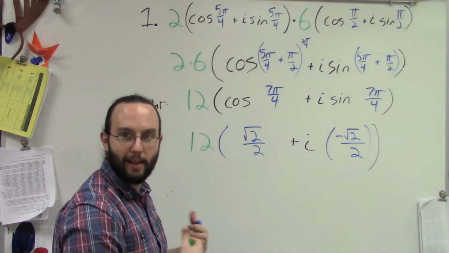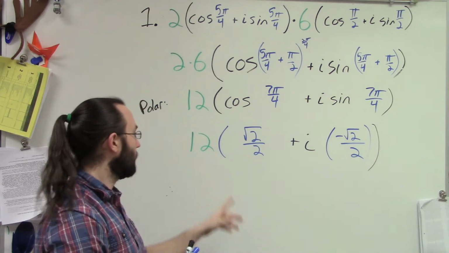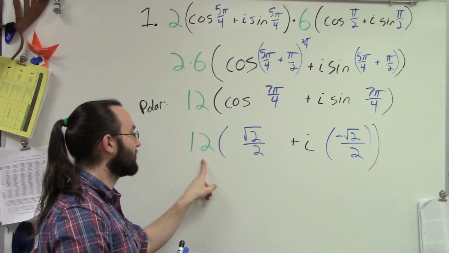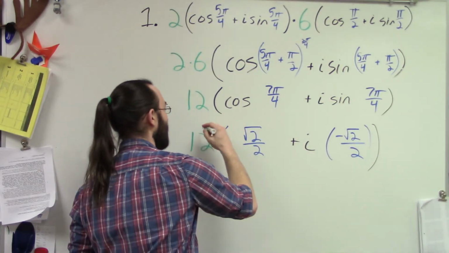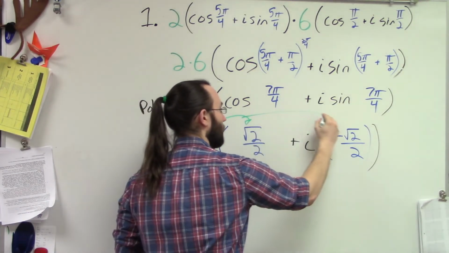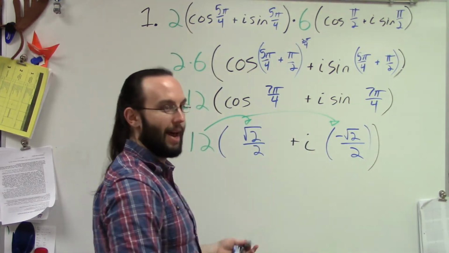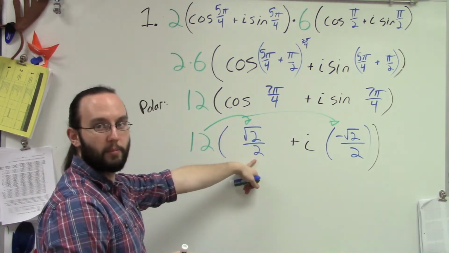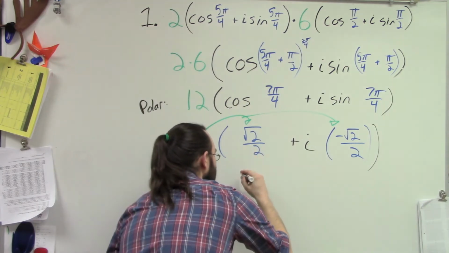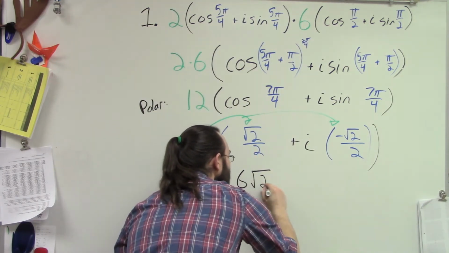One last step then to get this into our rectangular form. Note that we have this 12 on the outside. We can distribute that 12 to both of these values inside. And after that distributive property, we are good to go. 12 on top, 2 on the bottom, that's a 6. This will leave us with 6 root 2.